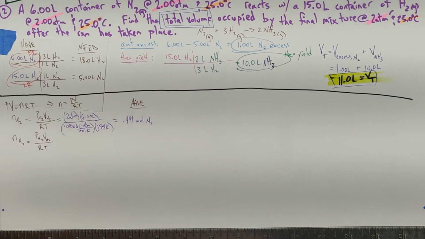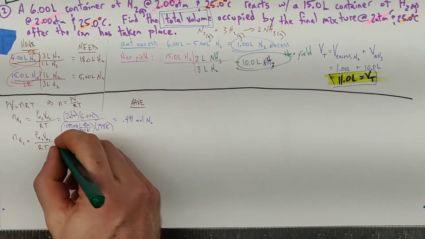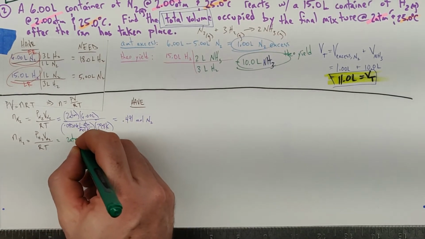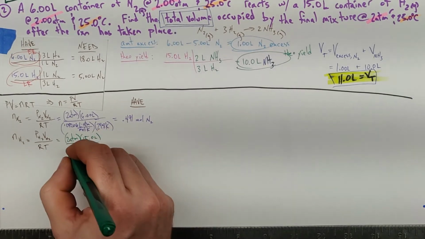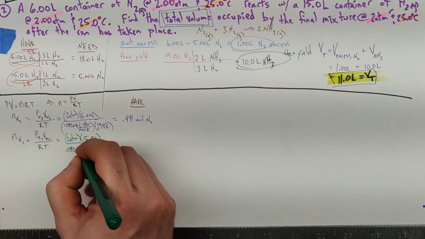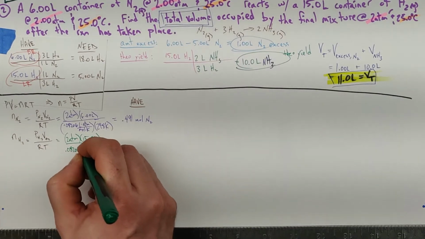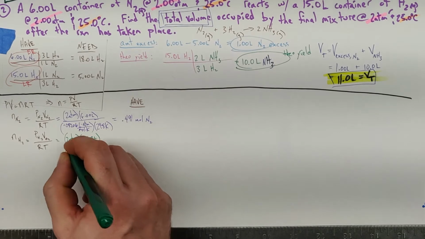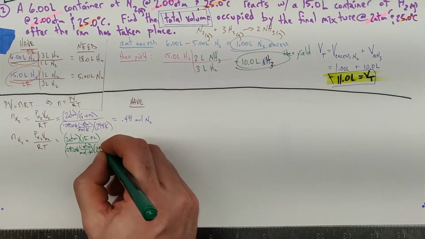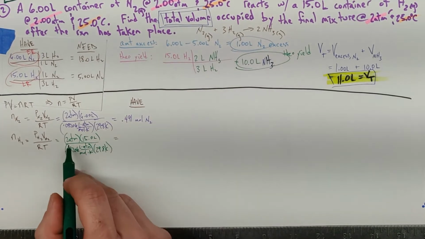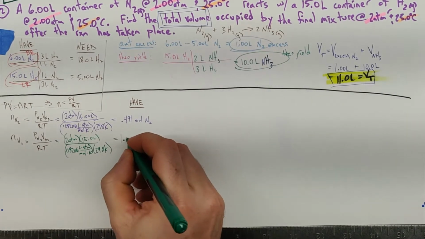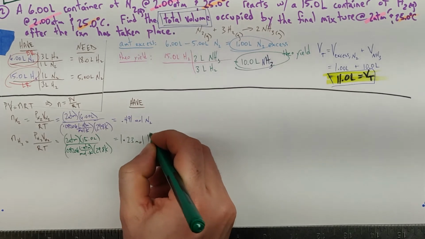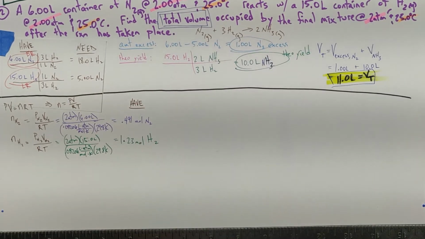For the other one, I'll just change colors a little bit. Still 2 atmospheres, but this time we've got 15 liters. Still 0.08206 liter atmospheres over moles Kelvin. And still 298 Kelvin. We expect this number to be a little bit higher. It ends up 1.23 moles of hydrogen. That is what we have. The stoichiometry is the same as always.